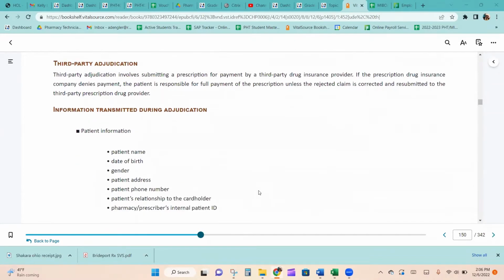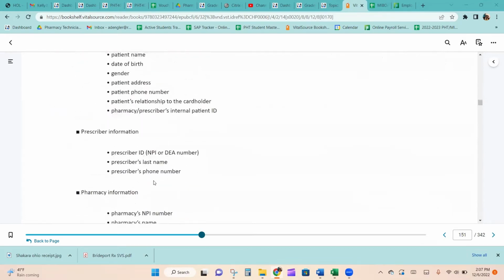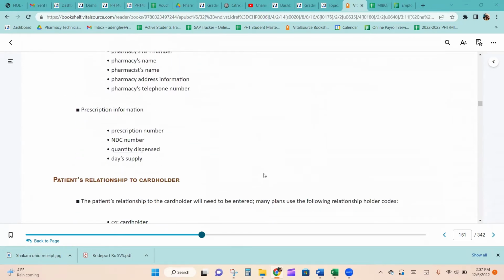Third-party adjudication involves submitting a prescription for payment by a third-party drug insurance provider. If the prescription drug insurance company denies the payment, the patient is responsible for a full payment of the prescription unless the rejected claim is corrected and submitted to the third-party prescription drug provider. Information that is transmitted during adjudication: so all of this patient information, prescriber information, pharmacy information, prescription information.